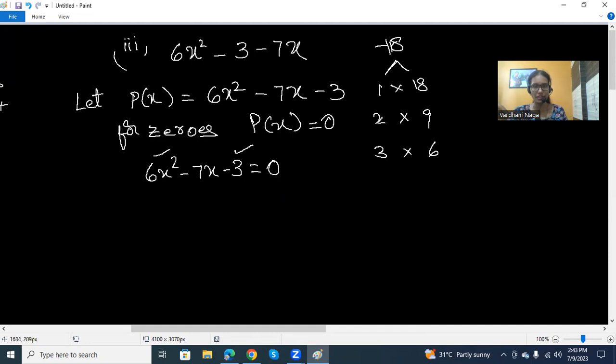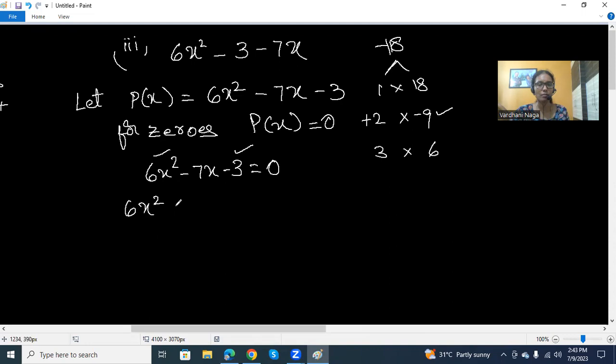9 minus 2, 7 we are getting. Adding or subtracting, right? But it is a minus 7 answer. So, big number will have a minus, small number will have a plus. Minus 9 plus 2 gives minus 7, and plus into minus is minus, 2 9s are 18. Yes, these are satisfying. Let's split the middle term in this way.